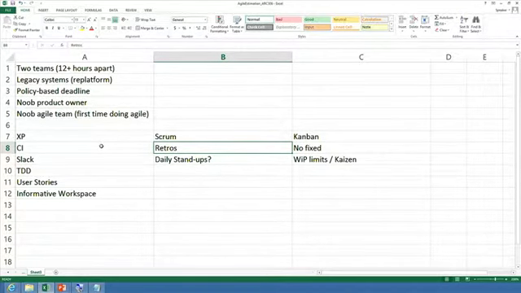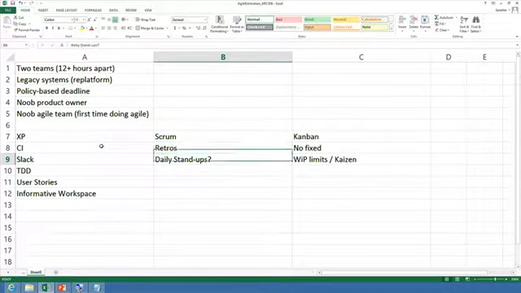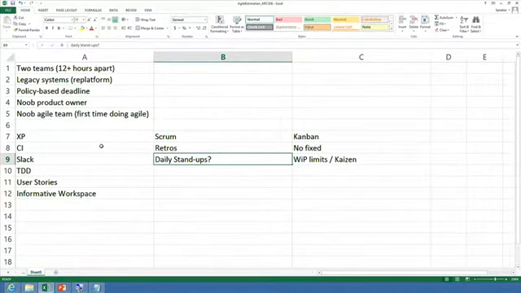So for a policy-based deadline, John was suggesting that maybe doing the fixed iterations was better for a policy-based deadline. But when we said no fixed duration because we're pulling items through, I think that actually probably works well, but we need to do something on that. Remember, if you were in my last session, we had that agile estimation. We need to hyper-focus on a deadline. So how can we account for that in this particular case?